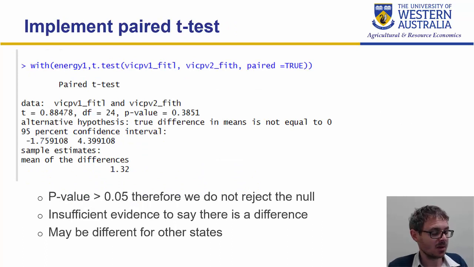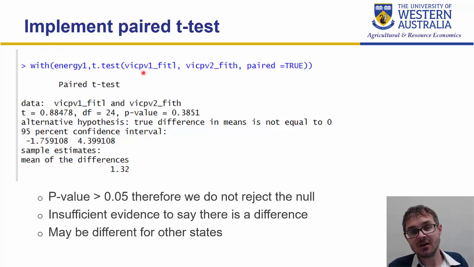So how will we implement the test? If I can just show you through that. We've got the with command, energy1, which is the name of my data object in R. Remember, I would have read in the data from my Excel file, which would have been in CSV format, and energy1 is my name. I want to apply the t-test.